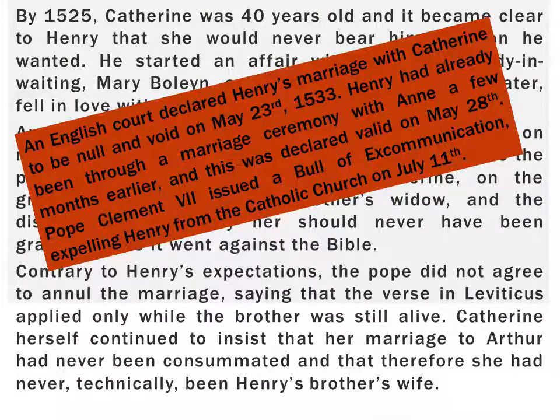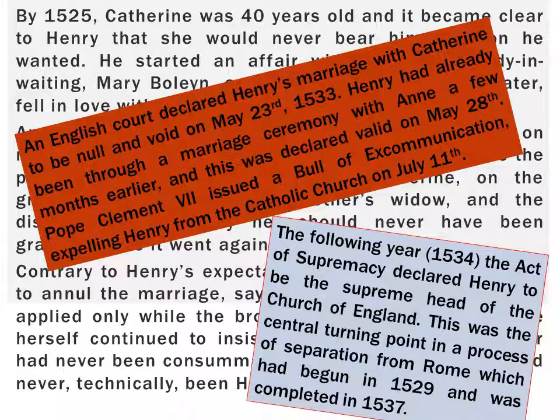So Henry decided to go his own way. Forgetting about the Catholic Church, he ordered things to proceed according to his own authority. And an English court declared that Henry's marriage with Catherine was null and void, not valid, in 1533. And even before that, he'd gone through a marriage ceremony with Anne, and that was made legal again in May in 1533, whereupon the Pope, Clement VII, issued what was called a bull of excommunication, meaning that he was kicking Henry out, expelling Henry from the Catholic Church.